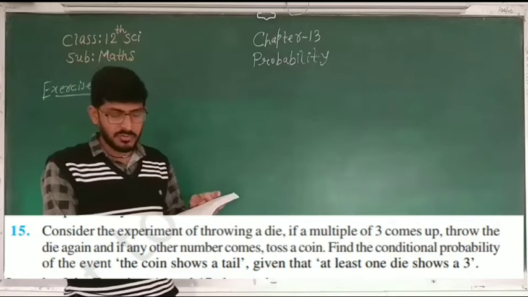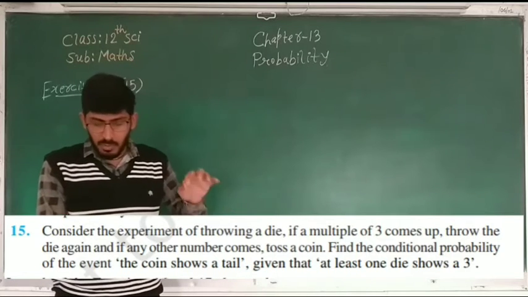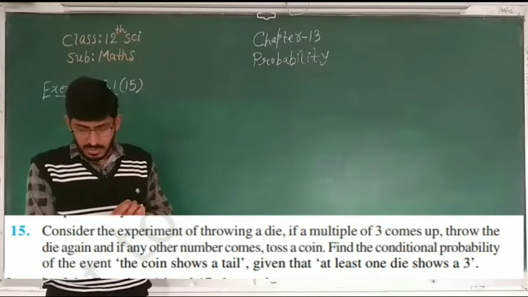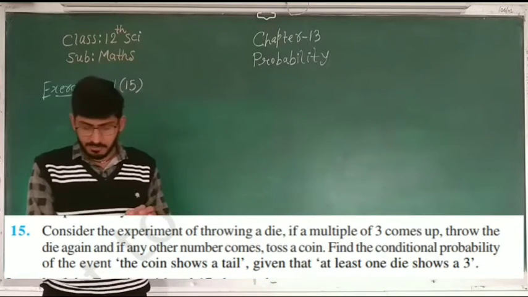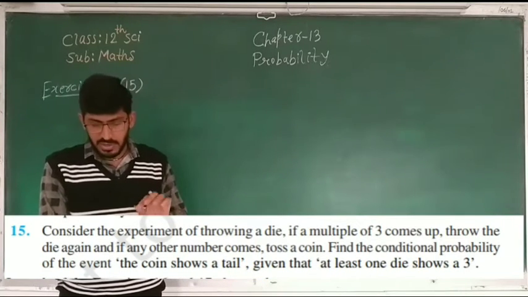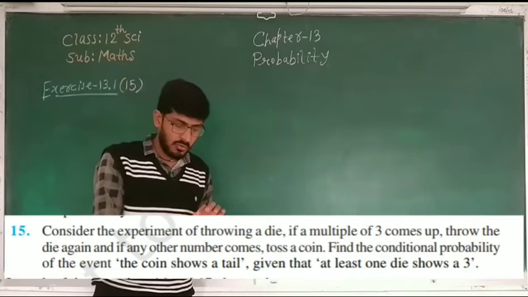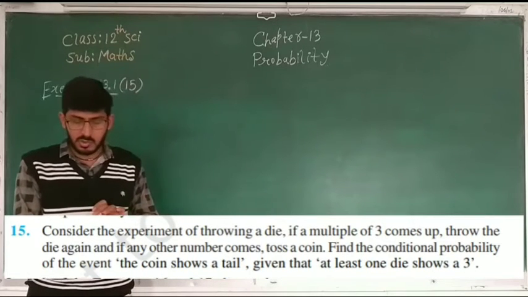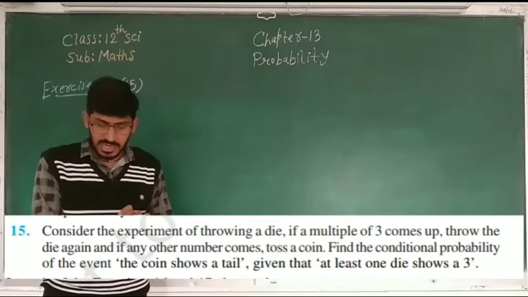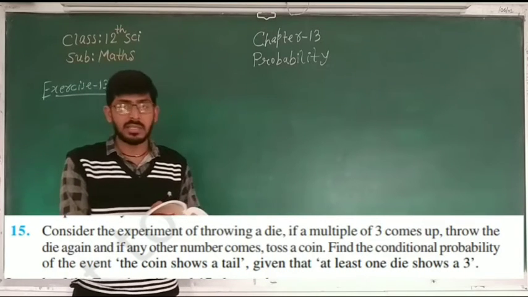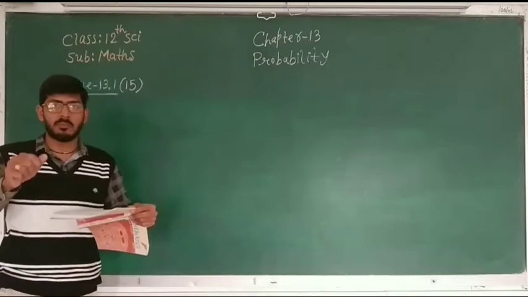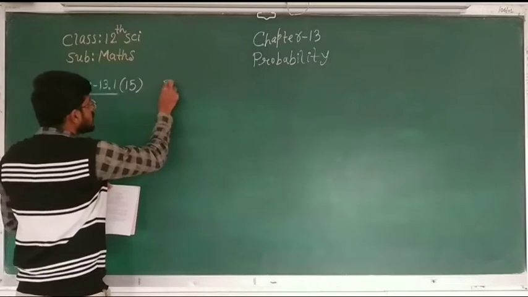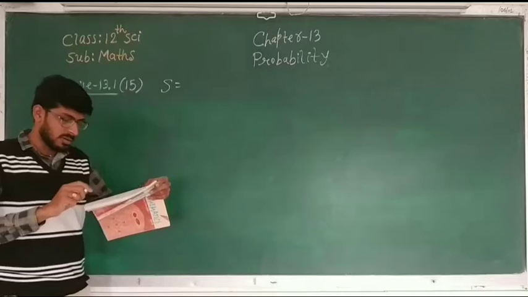Okay, next question number 15. Consider the experiment of throwing a die. If a multiple of 3 comes up, throw the die again. And if any other number comes, toss a coin. Find the conditional probability of the event that the coin shows a tail, given that at least one die shows a 3. So first we have to make a sample space S, and it's very important.